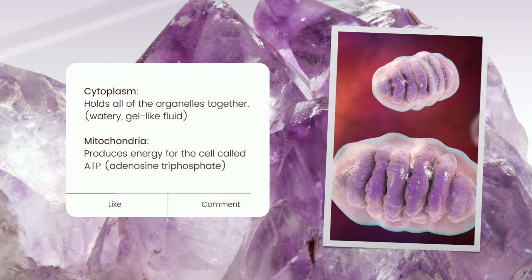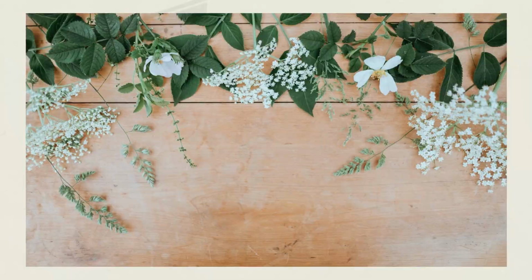The mitochondria produces energy for the cell, called ATP. Mitochondria looks like a tiny brain here, but I promise it's not. We are looking at one of the most important parts of how a cell functions. It's a powerhouse, if you know what I mean.